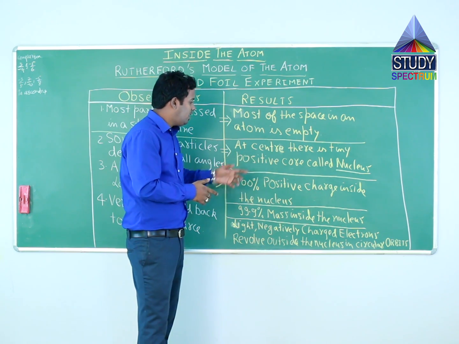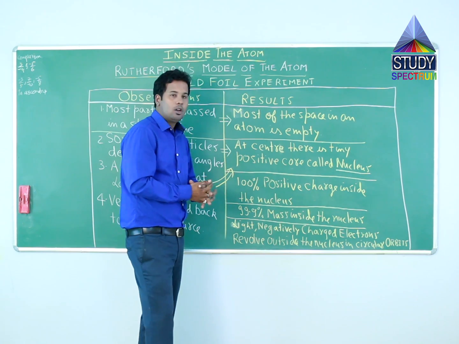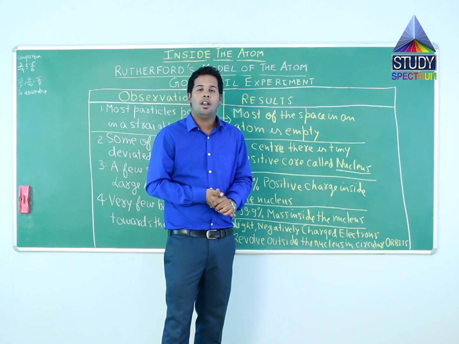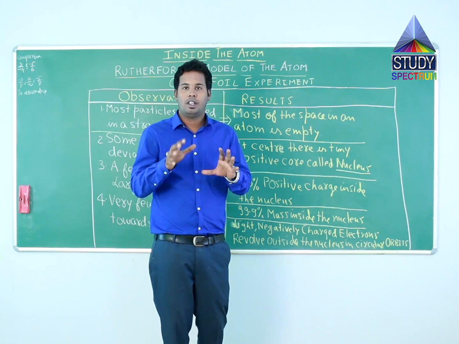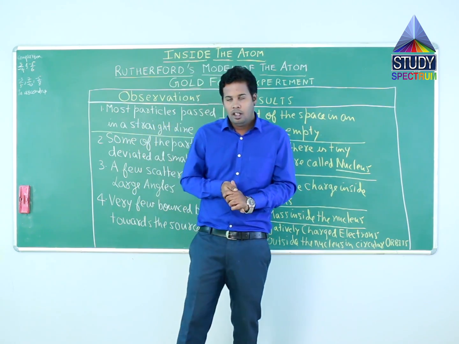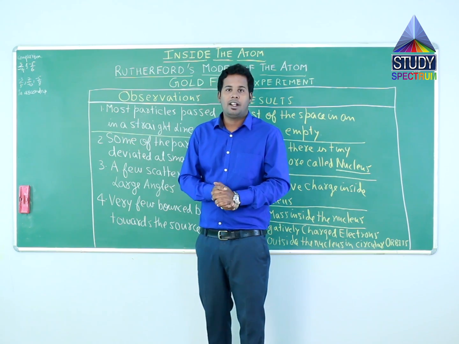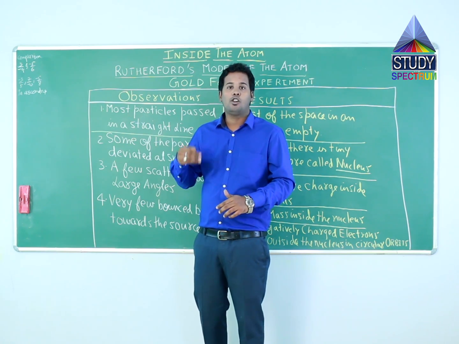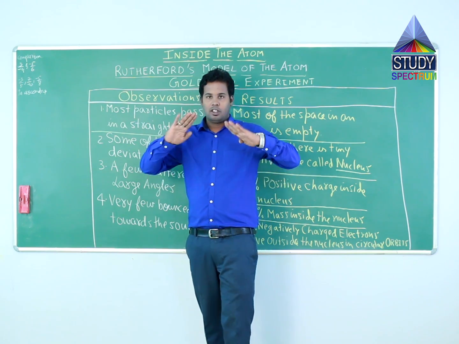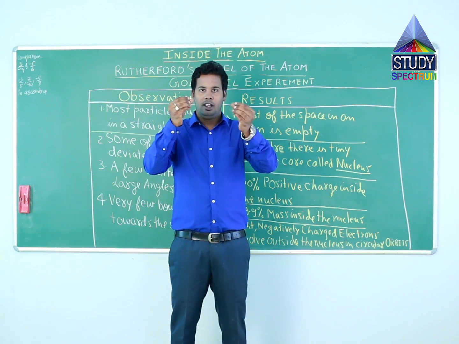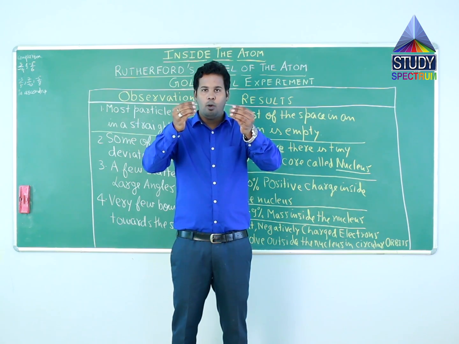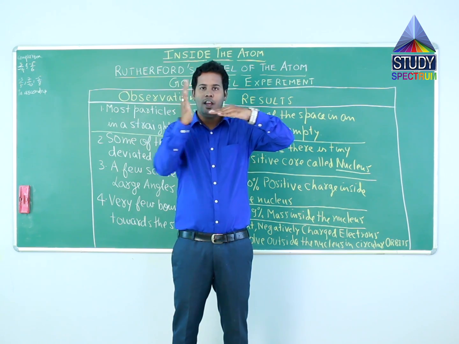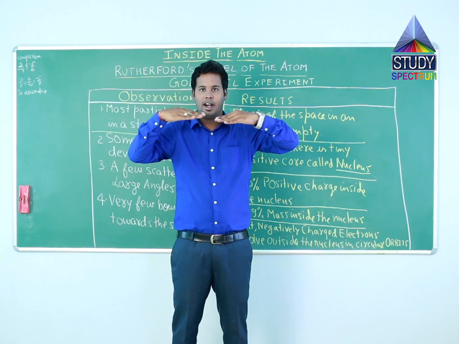Second, he said at the center there is a tiny positive core called the nucleus. He named that positive core the nucleus. It is very tiny, he stated that. Now, why did he say that particular positive core is tiny? Understand, these alpha particles are double positively charged helium ions, so they are also positive. Now, suppose these two are magnets. These finger parts are the north pole and these ends are the south pole. If I place them this way, they will attract each other. If I place them this way, they will repel each other.